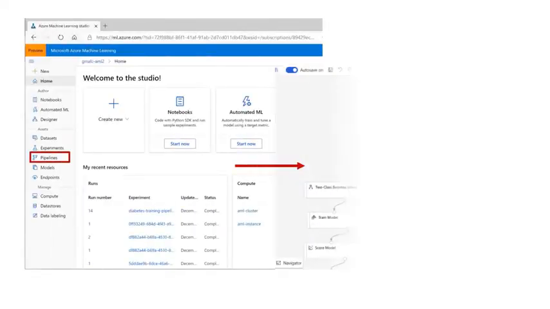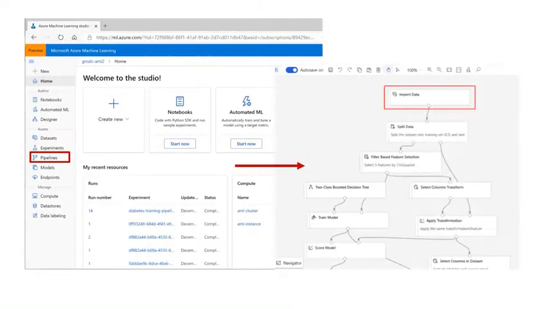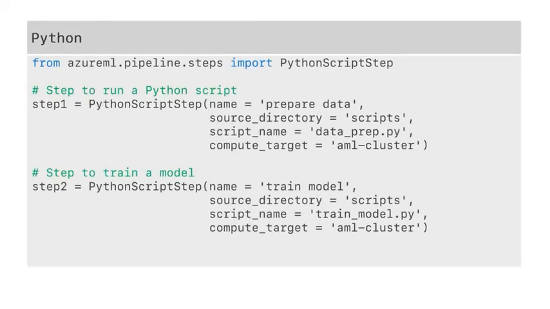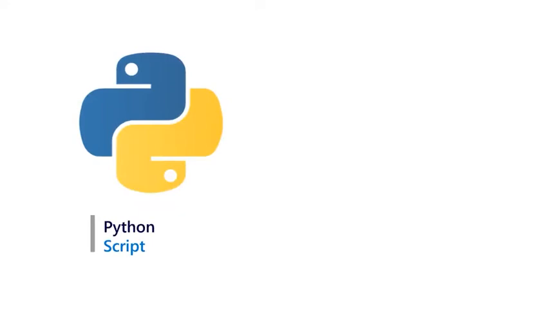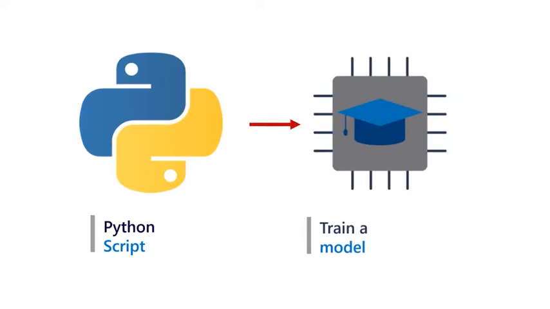To create a pipeline, you must first define each step and then create a pipeline that includes the steps. The specific configuration of each step depends on the step type. For example, you can use code that defines 2 Python script steps to prepare data and then train a model. After these steps are defined, you can assign them to a pipeline and run it as an experiment. Often a pipeline includes at least one step that depends on the output of a preceding step. For example, you might use a step that runs a Python script to pre-process some data, which must then be used in a subsequent step to train a model.